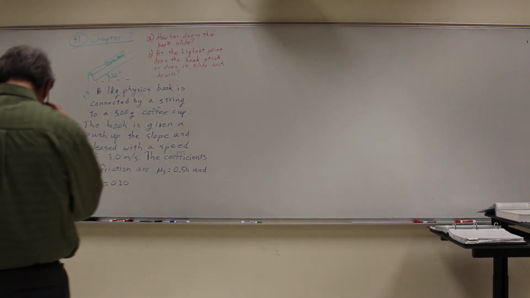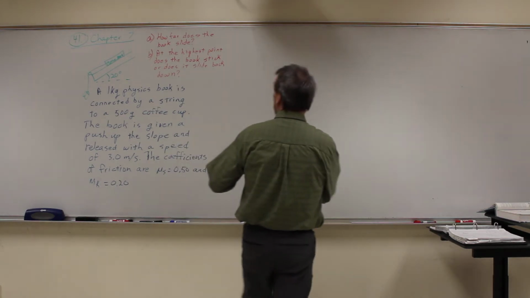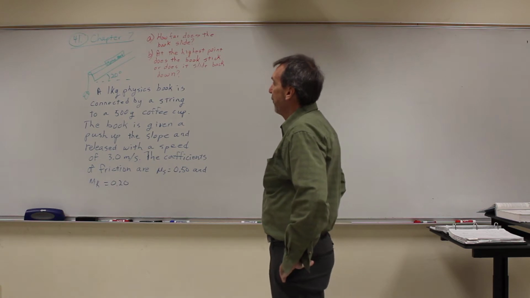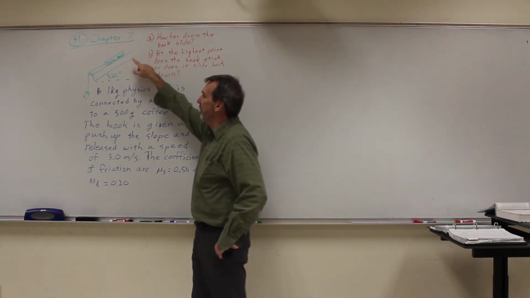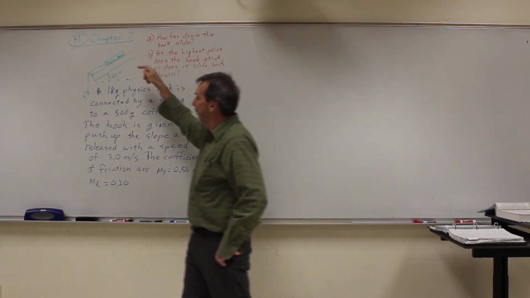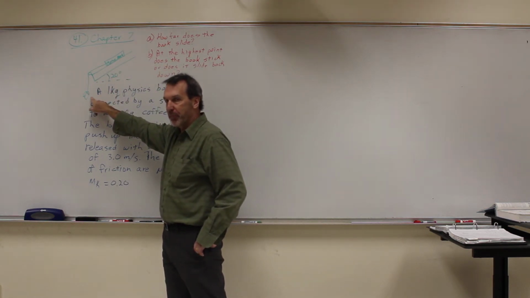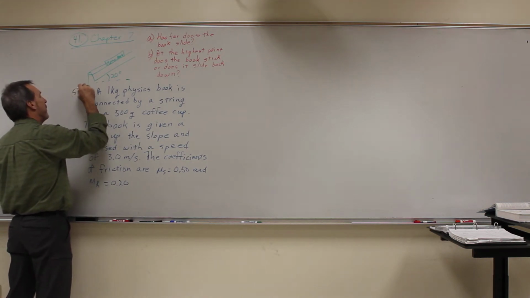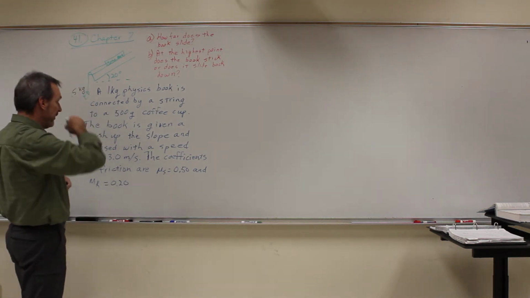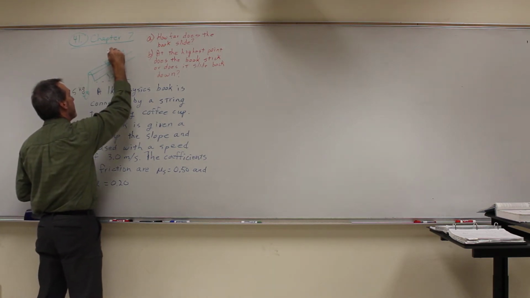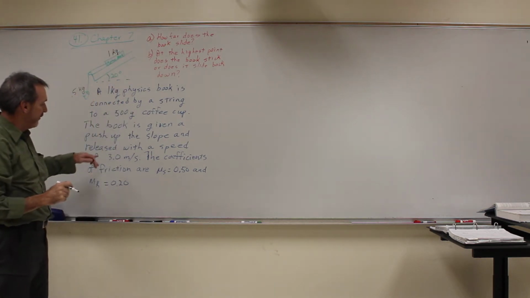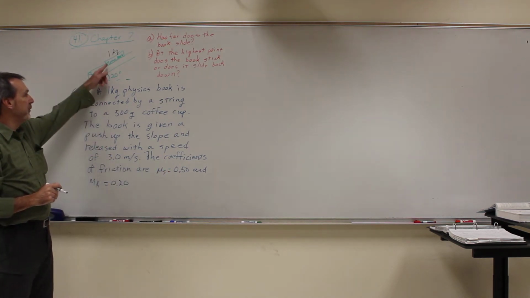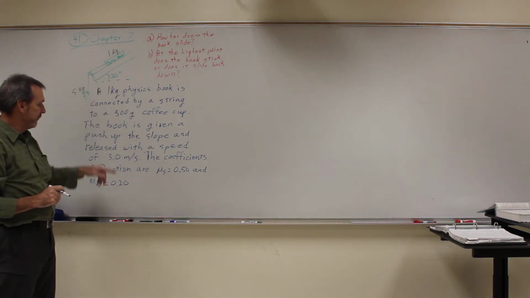All right, the next review problem is one out of your book. This is number 41, chapter 7. So it's kind of an interesting situation. You have a slope, you have a physics book on top of the slope, and it's connected by a string to a coffee cup hanging down here. Now the coffee cup is 500 grams or 0.5 kilograms. The physics book is 1 kilogram. We know the slope is 20 degrees, and there's friction. We have static friction and kinetic friction between the book and the inclined plane.